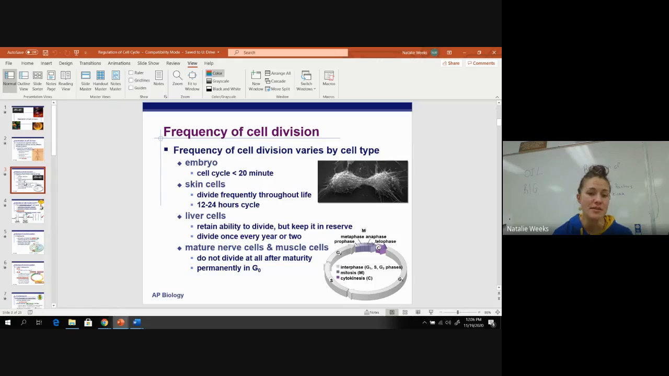Mature nerve cells and muscle cells don't really divide at all after maturity. However, that was kind of an old school of thought. Now we're getting some research that they can, in fact, divide after they mature. It's just a very, very long cycle. So some nerve cells can take up to 25 years to actually regenerate. And we're actually seeing a lot of work done with stem cell therapy, like with severed spinal cords or different things like that, where we can put in stem cells to help those nerve cells regenerate, to regrow parts that were disconnected.